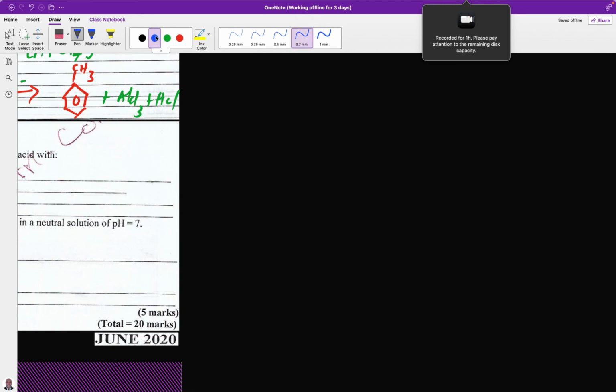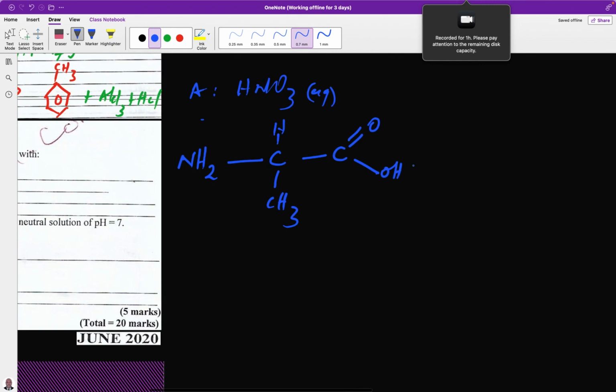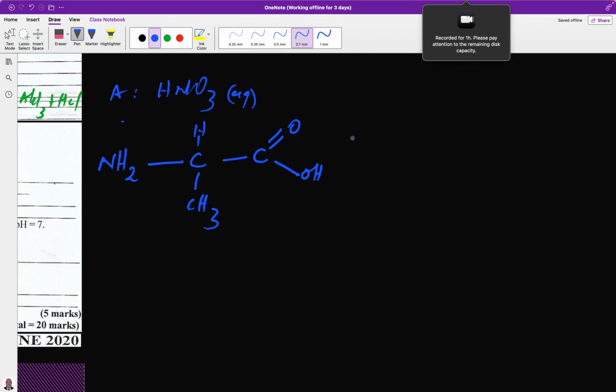What we are going to do here is, there are two ways you can write the equation. One, you can write it like this: NH2, CH, CH3, COOH, reacting with nitric acid, aqueous. If you react with an acid, that is nitric acid.